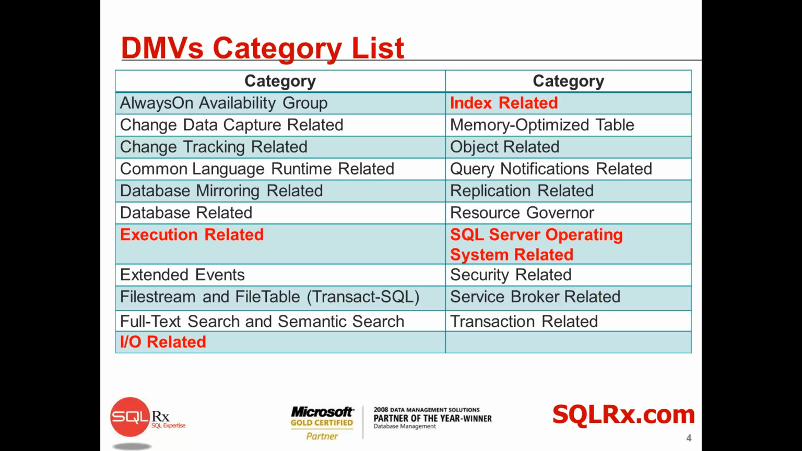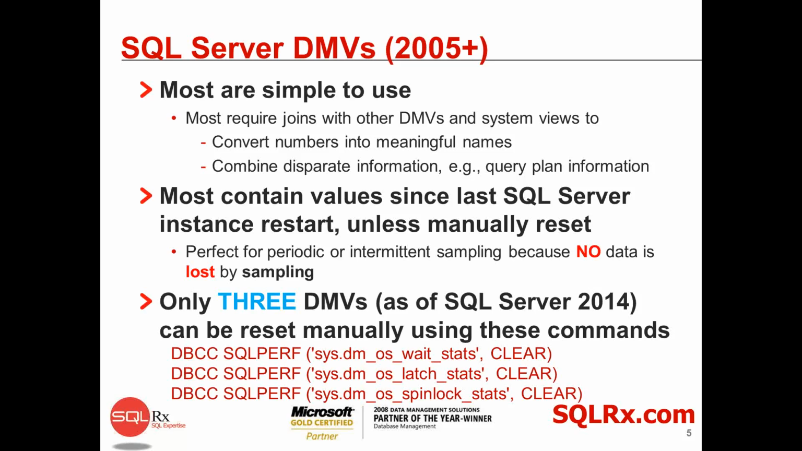Most contain values since the last SQL Server restart unless manually reset. And this is really great from a sampling point of view because we don't have to worry anymore about, well, we didn't sample for 30 seconds, and in that 30 seconds everything went crazy. Well, you didn't lose it. It's in there. We caught it. And depending on the degree of frequency, you may have caught it a few times.